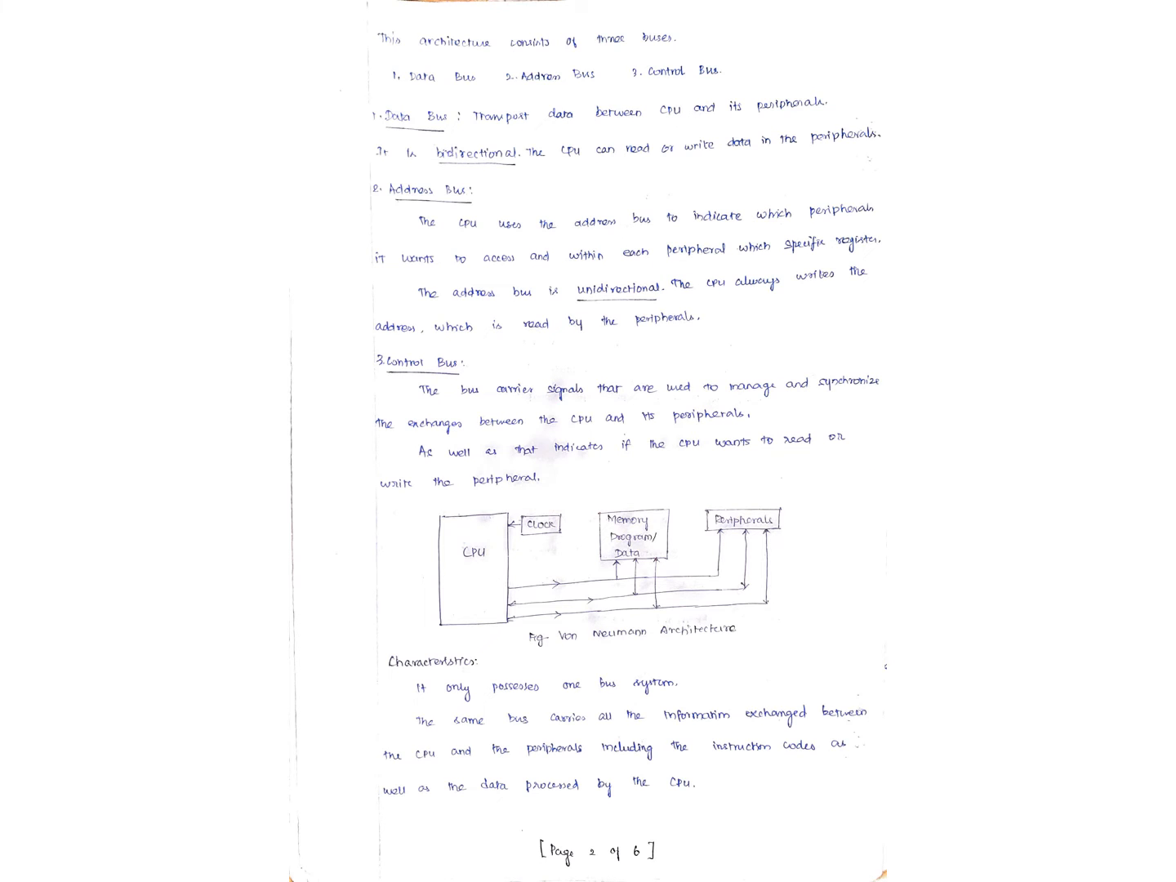So the architecture has three buses: the data bus, address bus and control bus. The data bus is a bidirectional bus. It is used to transfer data from the memory or to the memory.